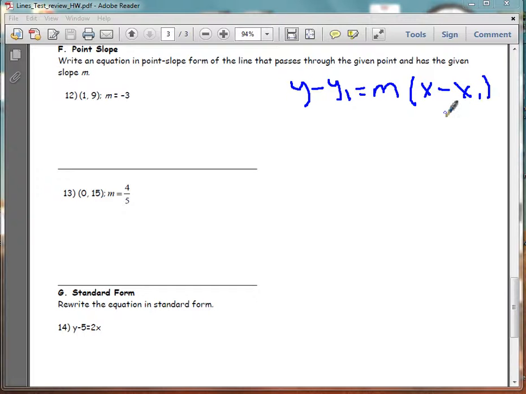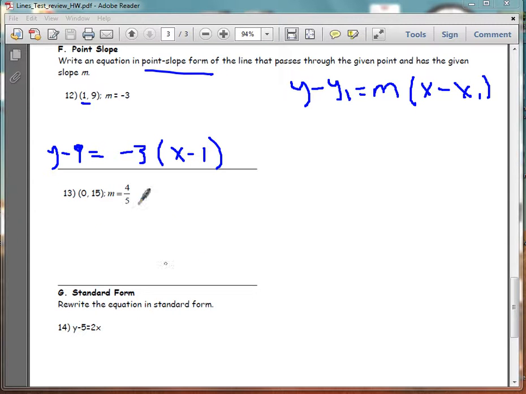Okay, once you do this, the rest of it's not hard. All you do is substitute these values. M is negative 3. And the point that they give you, that's your first y and your first x. So just plug those into the x1, y1. Okay, so it's going to be y minus 9 is equal to negative 3 times x minus 1. Okay, so it just says write it in point slope form. That's all there is to it.